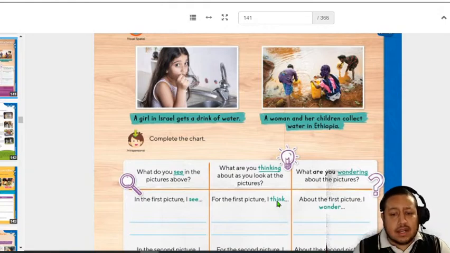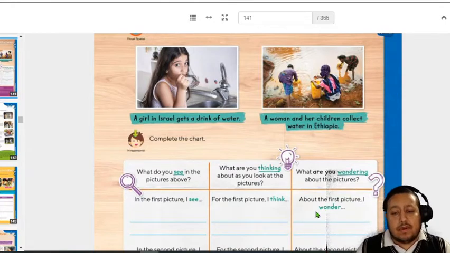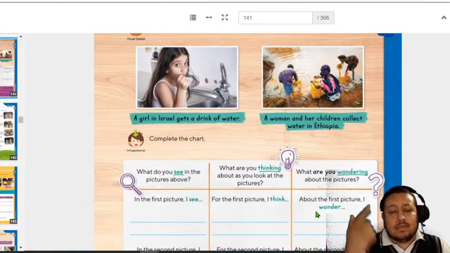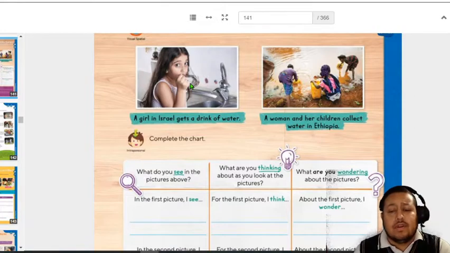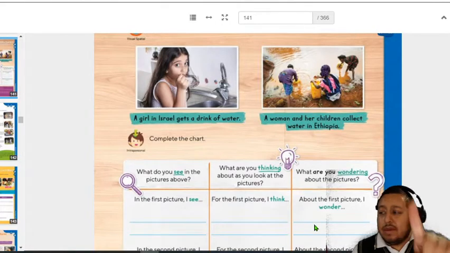¿Qué te hace pensar? And for the first picture, I wonder. Entonces, sobre la primera foto, me pregunto, ¿qué te hace preguntarte, right? Me pregunto si es agua limpia, right? Or I don't know, whatever you wonder, right? So this is what you need to complete, guys. These first three are about image number one.